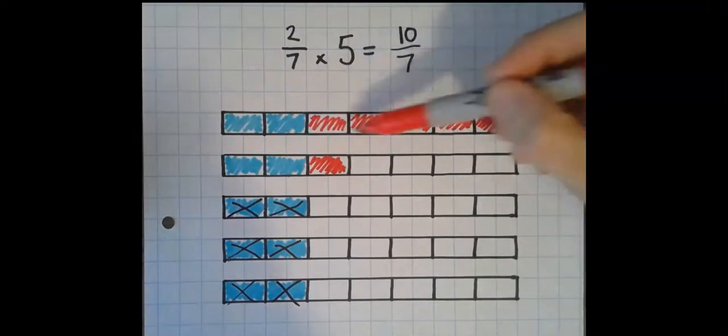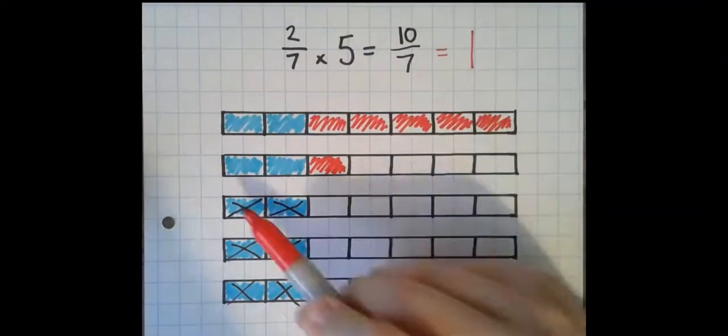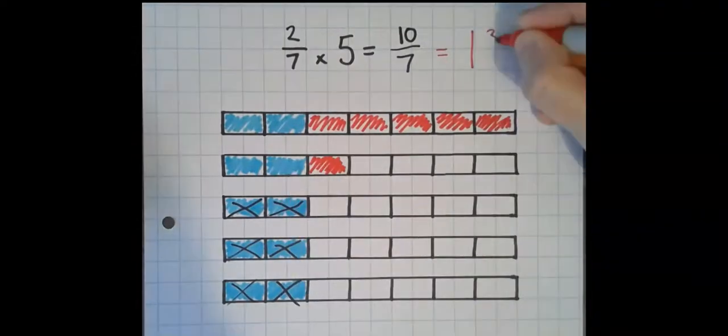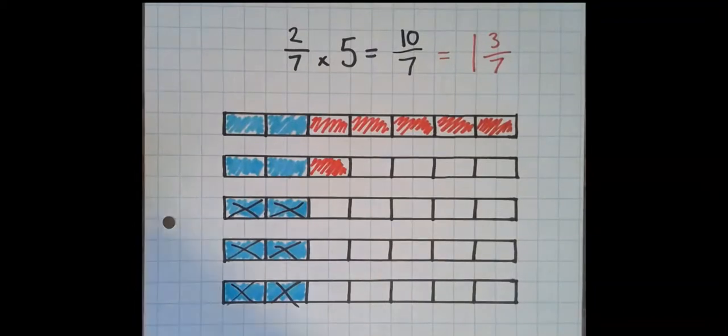And you can see we'd have 1 complete whole there. And then how many 7ths do we have on the second bar? We have 3. And again, we haven't changed the size of the pieces, so they're still sevenths. So we could turn our 10 sevenths into 1 3/7 if we wanted to.